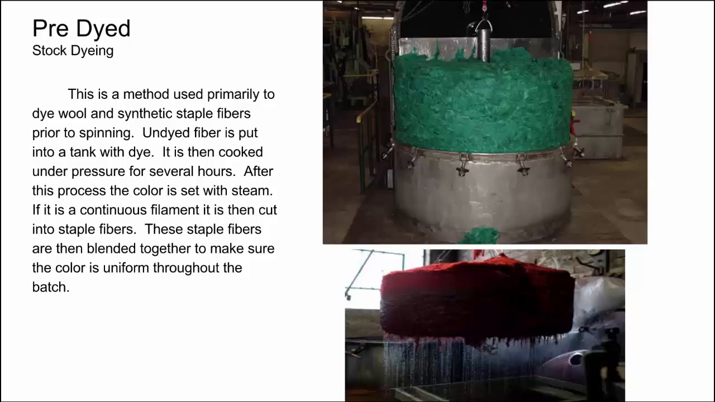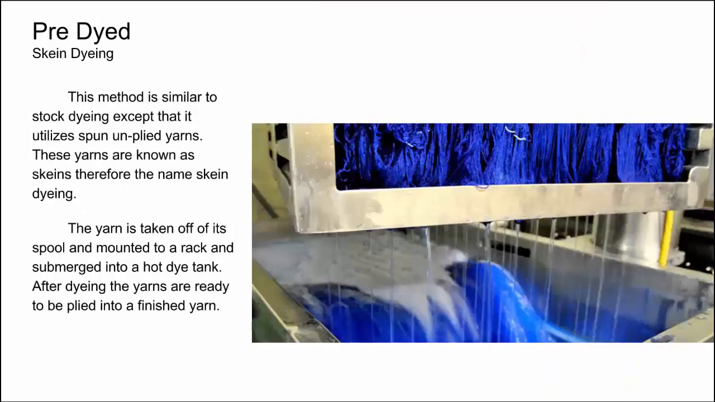After the fibers are dyed using this method, they're going to be blended together, and that makes for a more consistent or uniform color throughout the batch of yarn. Then once it's all done, it's just going to be wound and made into yarns, and it's ready for manufacturing in new carpet. Next, we have skein dyeing.